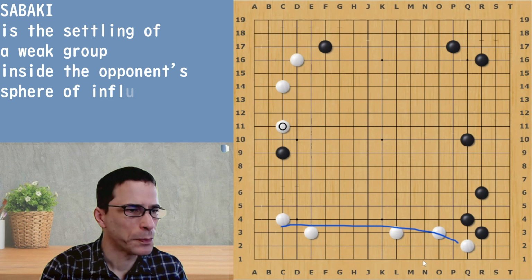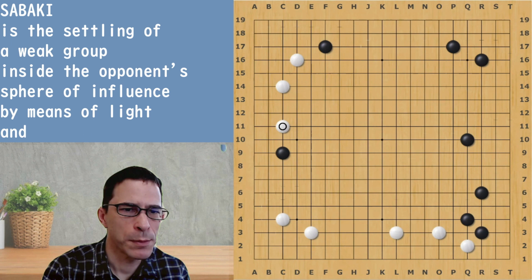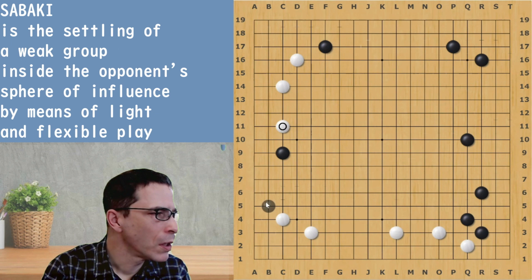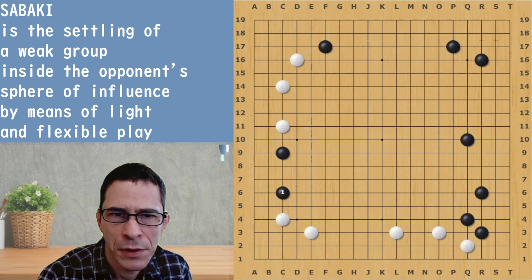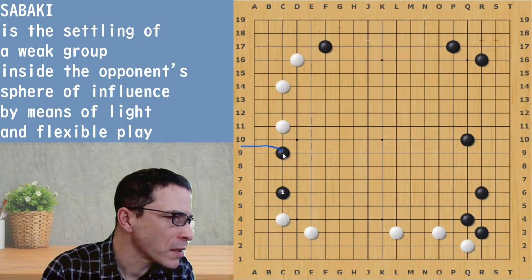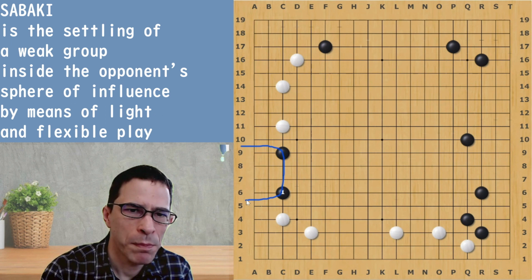It's actually the attachment is where the idea of being light and flexible comes in. So for instance, to make a variation here, if we have black play a two space extension, it's an okay move. Black had room to play a two space extension, and so black can do that. But this is not what I would call light and flexible. Black is making a stand there, trying to make a little territory. The potential problem with this would be that black does not have enough area here to easily make two eyes. And potentially white will have ideas of attacking this black group.